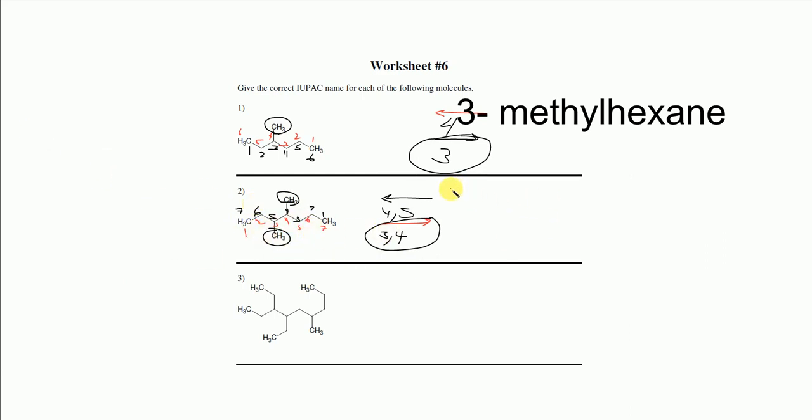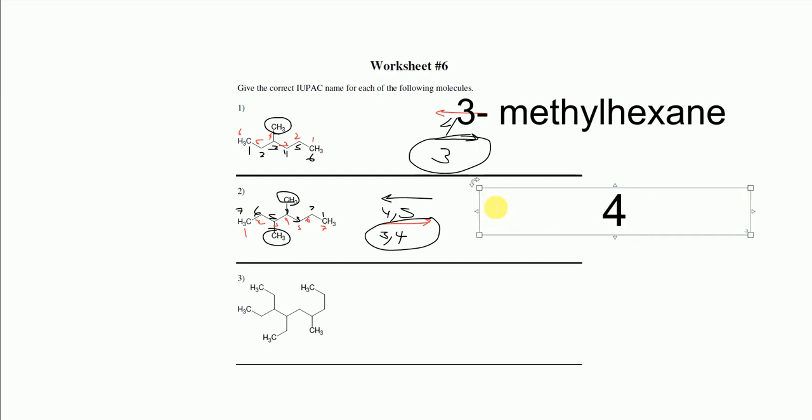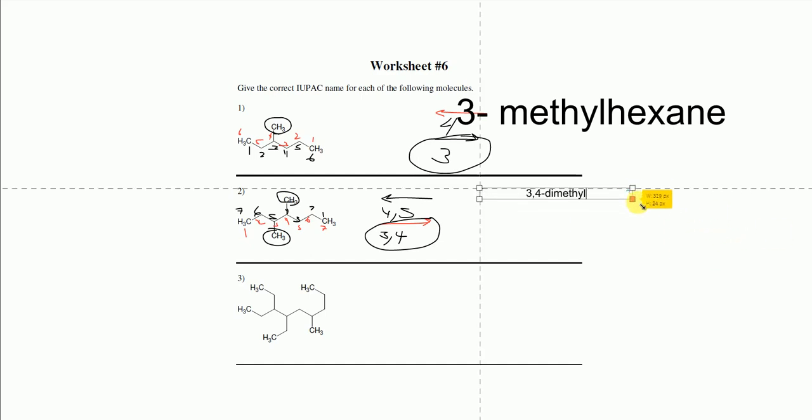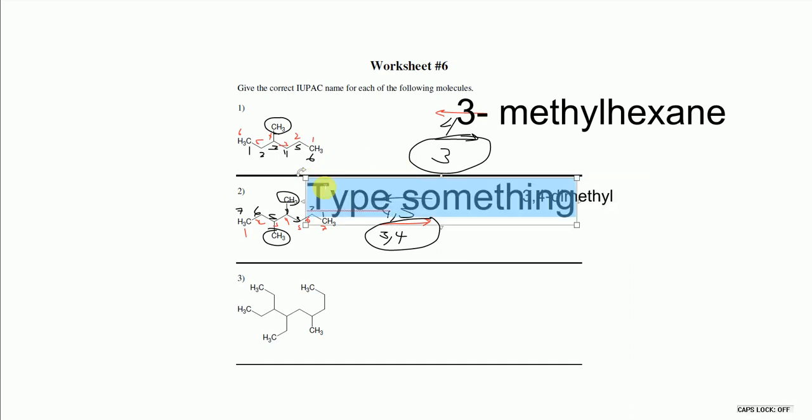Now, when I name this, I have a 3, 4. I have 2 methyls, so I'm putting it as dimethyl. So these are my substituents at the moment. I have 3,4-dimethyl, and my parent chain is 7 carbons long, so that's a heptane.